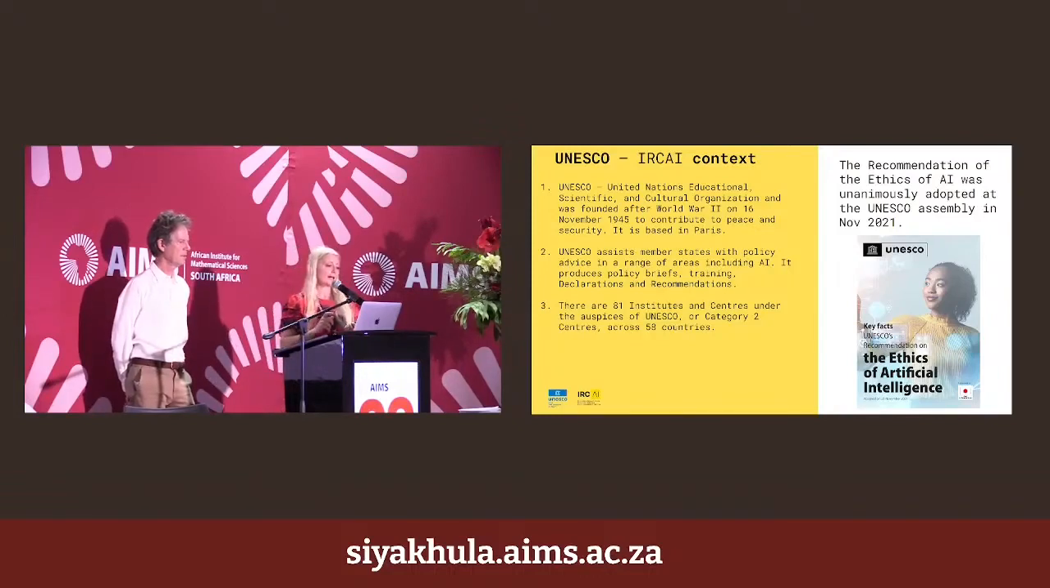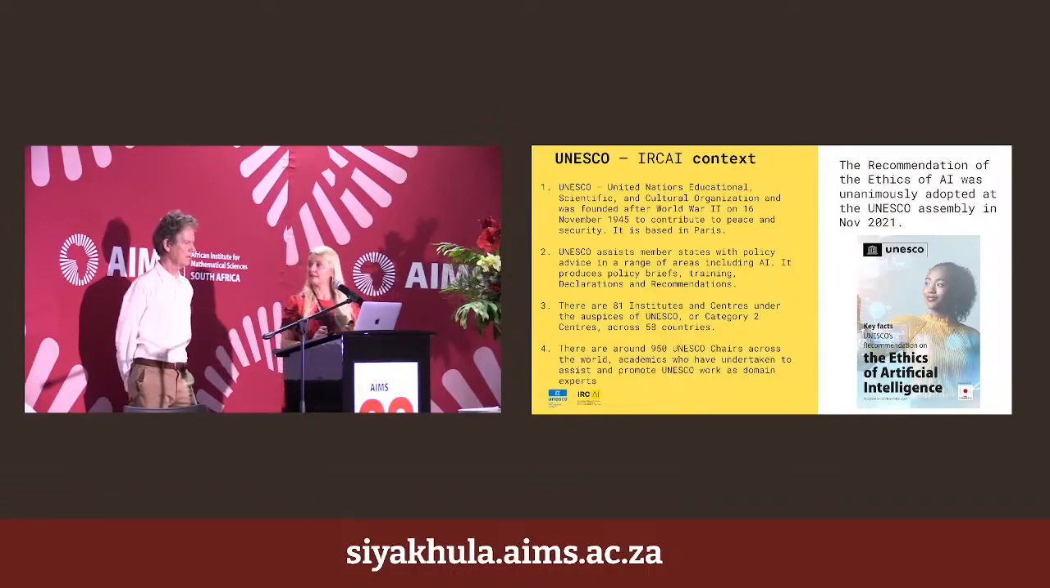And I just want to highlight some. So there are 81 institutes and centers under the auspices of UNESCO. These are typically called Category 2 centers. These are across 58 countries, and John is leading the first one in AI, which has its bases in Slovenia.